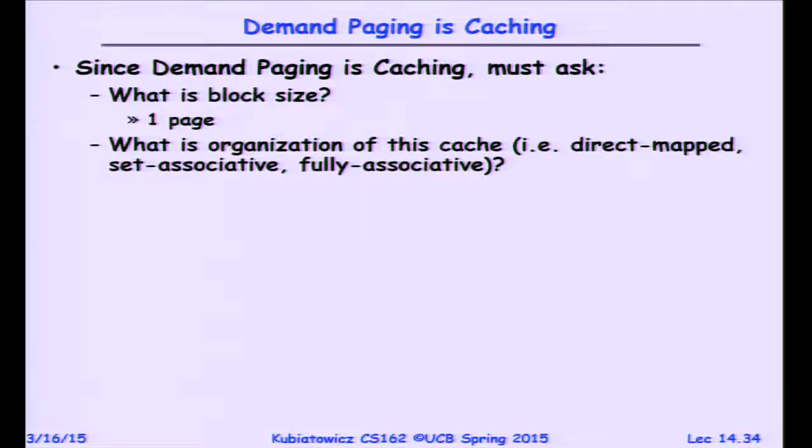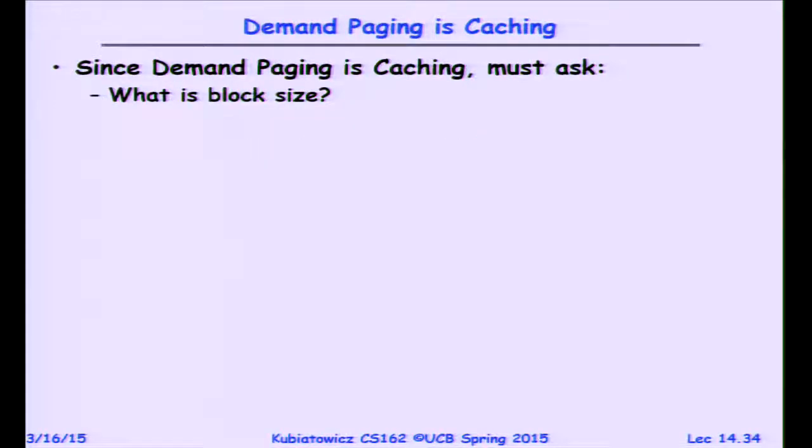No, it's not direct mapped. Yes? Yeah, it's fully associative. Why? That's right. Think this through a second. The page table lets us put any page of the physical address space anywhere. Any page of the virtual address space can go anywhere in physical address space. Therefore, it's a fully associative cache.